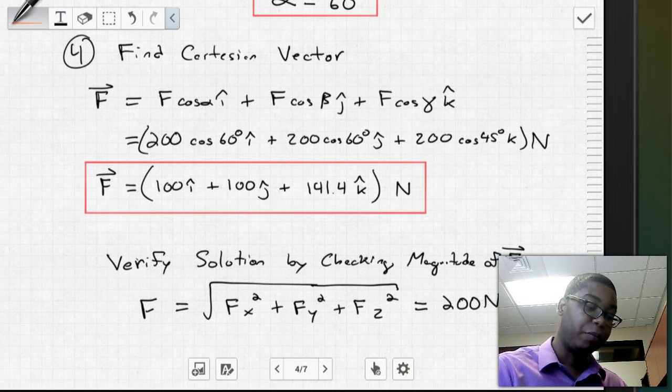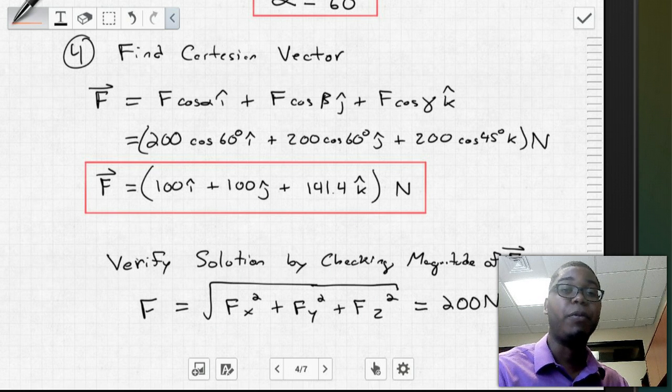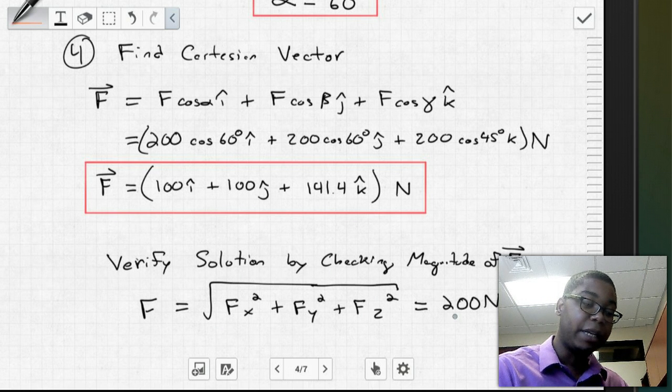However, because of the way the Pythagorean theorem is structured, if we were to incorrectly assume that Fx was in a negative direction instead of a positive direction, we would not notice the error. So it's important for us to be consistent in terms of the sense of orientation for the components of the Cartesian vector.